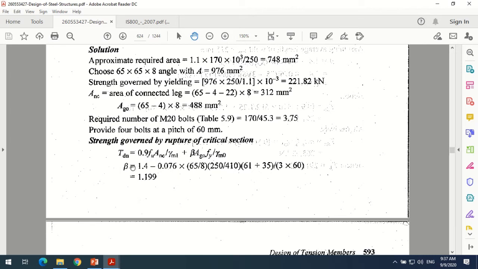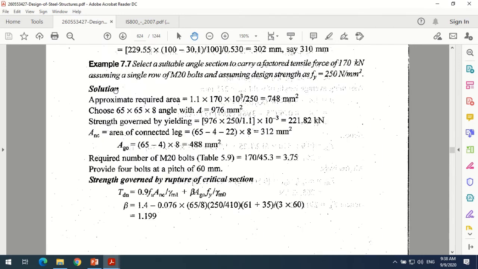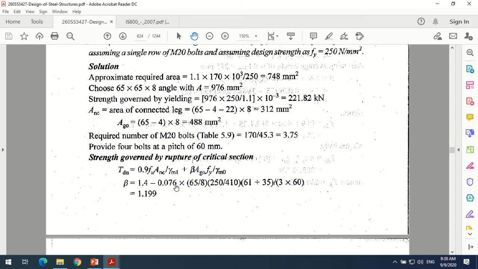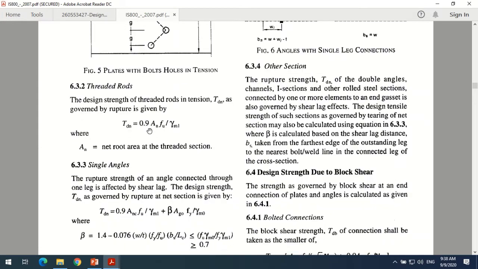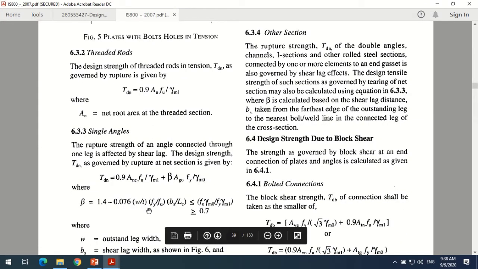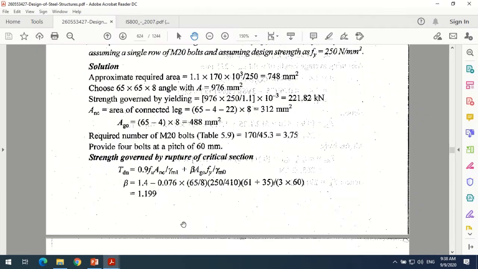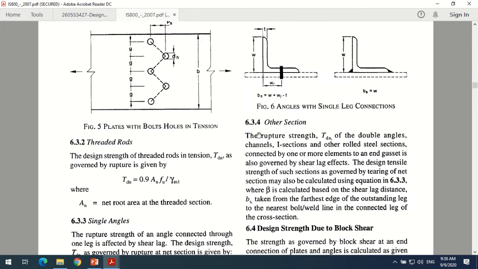So beta is given by 1.4 minus 0.076 into W upon BS. Width of outstanding leg is 65 mm. It is an equal angle section W. From this equation, W by T and BS upon LC. So W is 65 by 8, this is FI upon FU, and what we have for BS is this, W plus WT minus T.